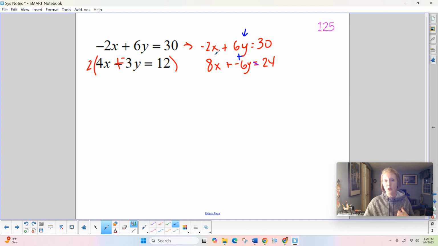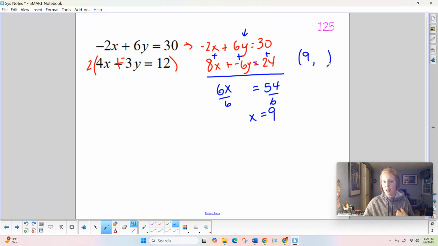So that means I'm going to go through it and add everything. When I'm adding everything here, I get 6x, that goes to 0, and 30 plus 24 is 54. And I have this little baby problem to solve: divide everything by 6, so I get x equals 9. So there is my first answer, 9 comma something.